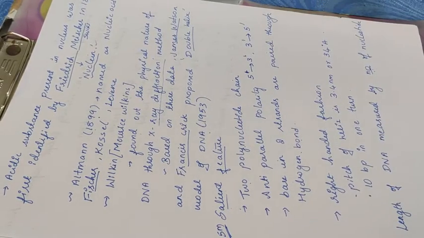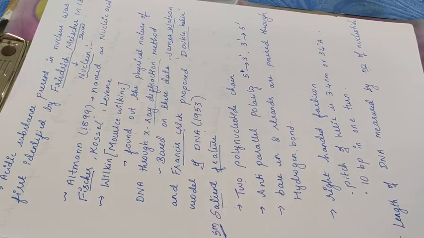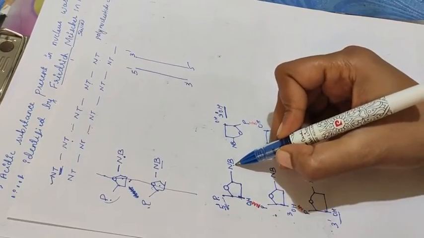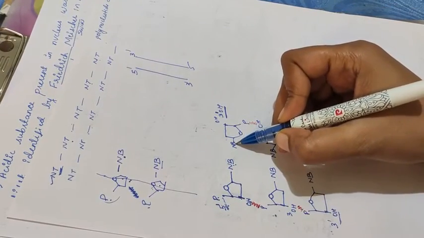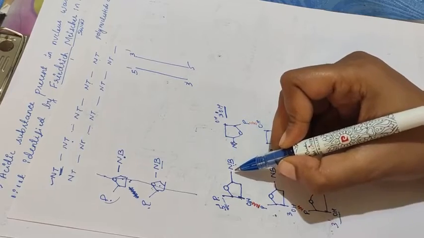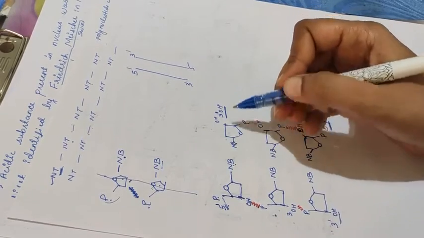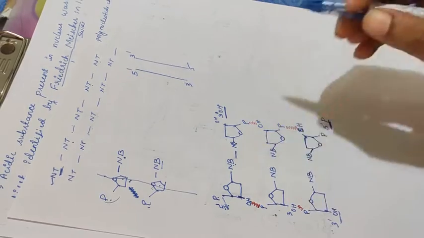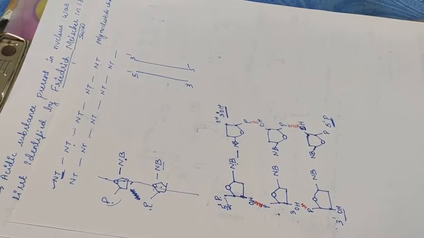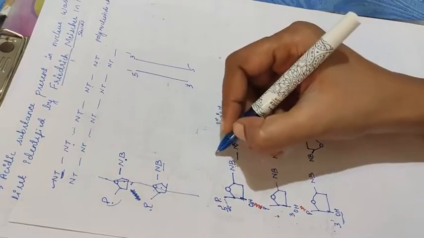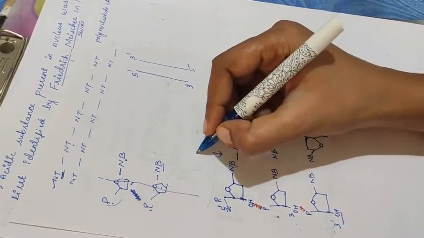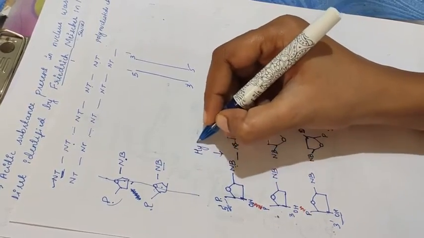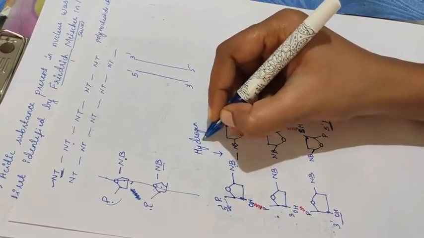Now, the third point here is the bases in the two strands are paired through hydrogen bonds. You can see here there is a nitrogen base here and here is one nitrogen base. This is of one strand and this is of the second strand. These two are paired here by means of hydrogen bond. So the bond between the two nitrogen bases here is the hydrogen bond.